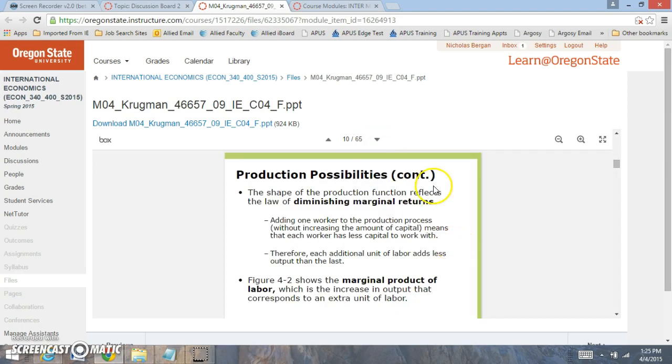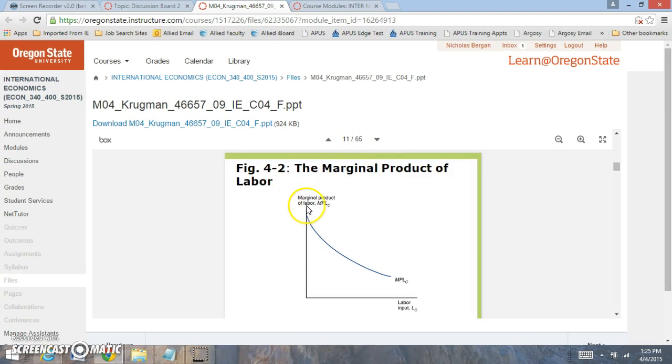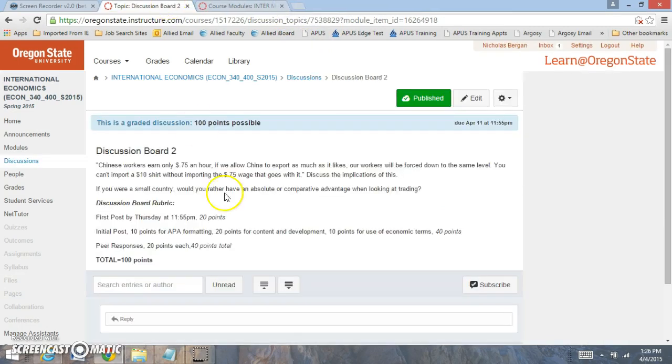When we look at the production possibility frontier, you're looking at this diminishing marginal returns. Each worker that's added adds less than the previous. And that's an important concept that we're going to be focused on. So here's the marginal product of labor. You can see the decreasing amount. That means each worker that's added adds less and less than the previous. So those are some of the concepts that we're going to be discussing this week.